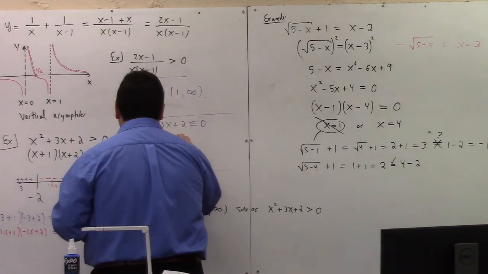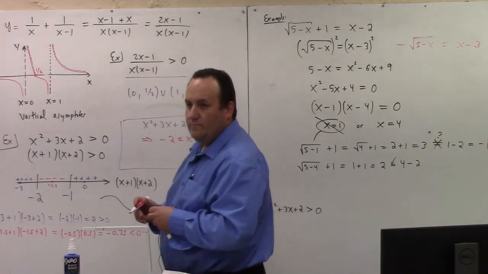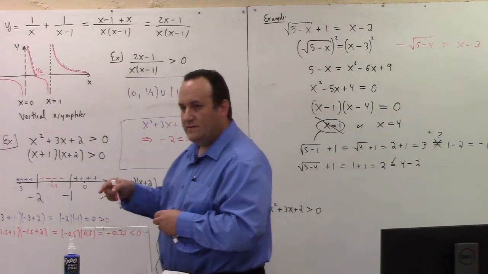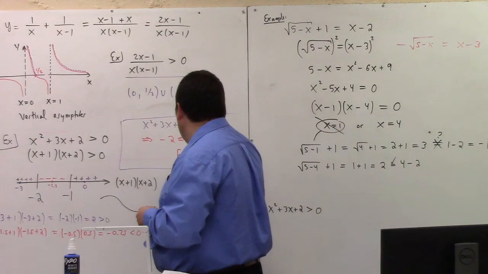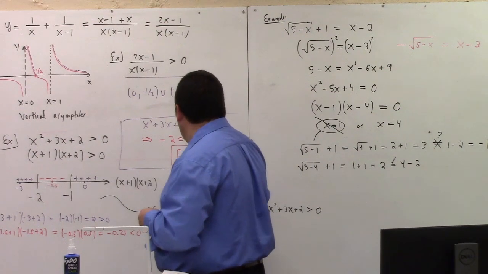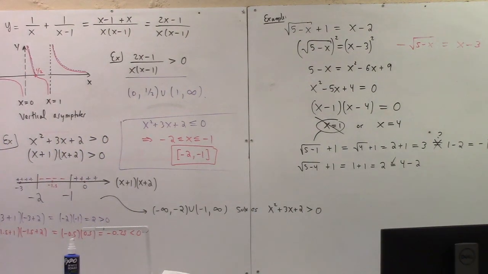Yeah, minus 2 less than or equal to x less than or equal to minus 1, right? I'm trying to write answers in interval notation. So what's this in interval notation? It's just minus 2 to minus 1, close brackets. There you go. That's the solution. Once you understand this, we can solve much more complicated inequalities by the same method. It's really not much more work.